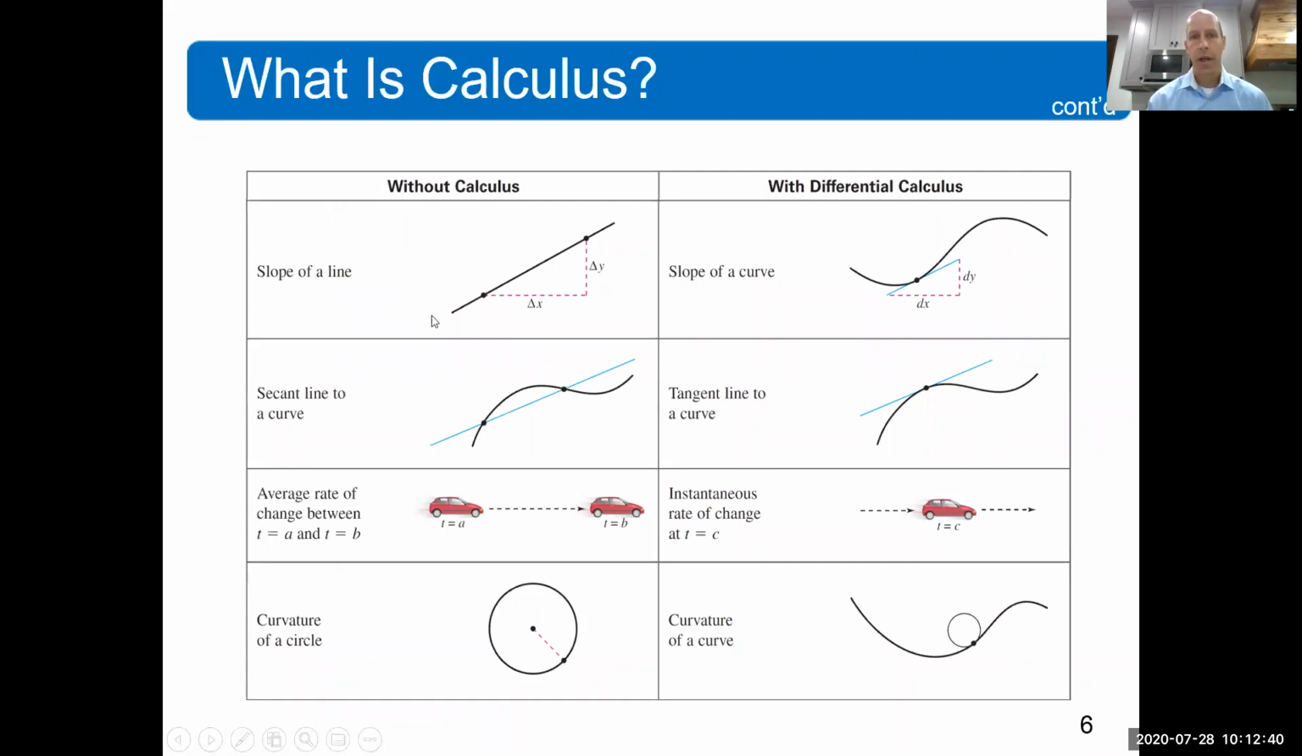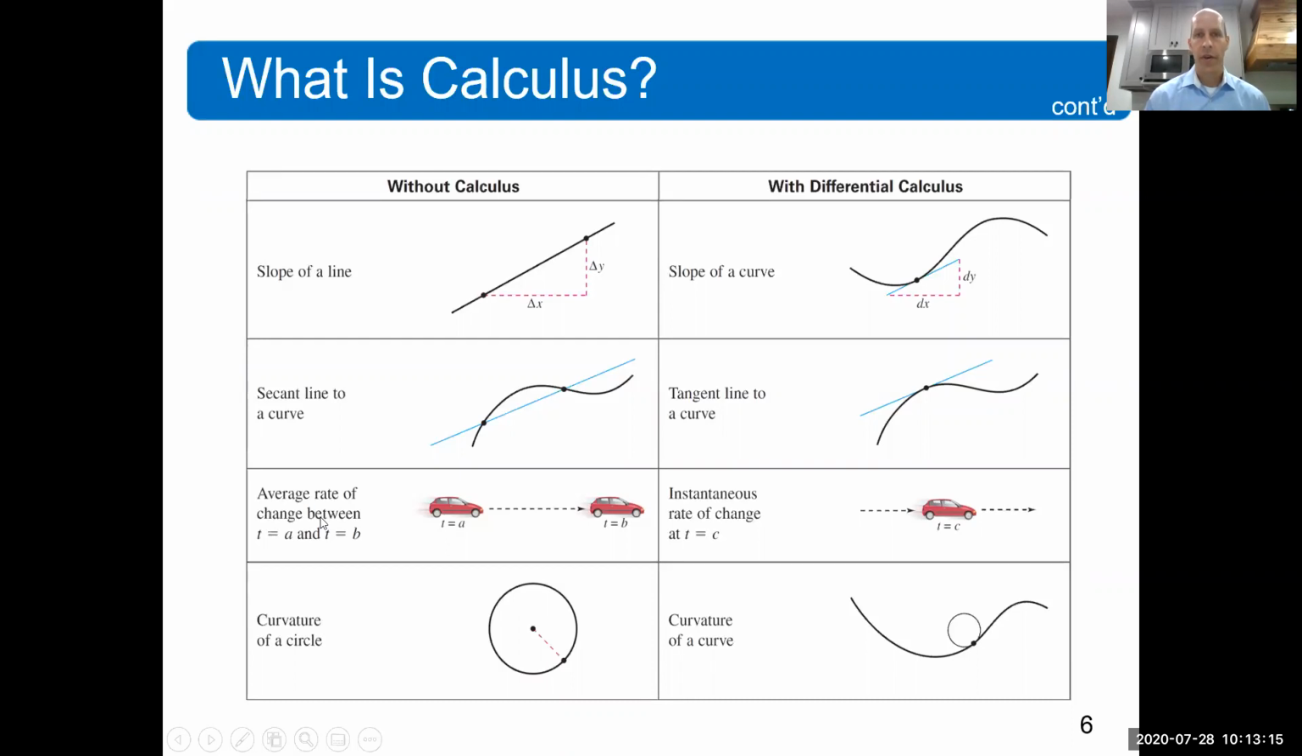Another example. Here's a linear equation, and we could calculate the slope of that line. The slope of this line is not changing. It is constant. No matter where you pick delta x and delta y, you're going to get the same slope. However, with calculus, in particular differential calculus, you can calculate the slope of a curve. And if I calculate the slope of the curve here, it's going to be different than if I calculated the slope of the curve over here.